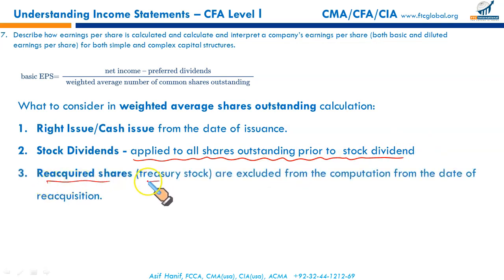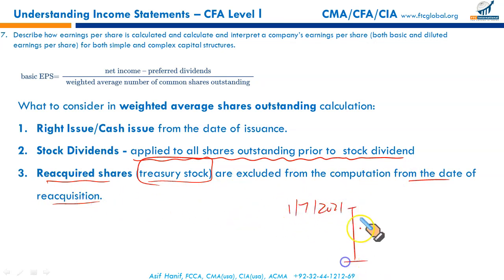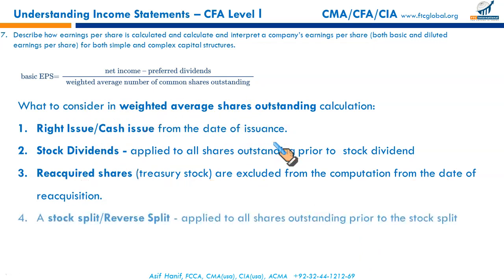Reacquired shares: sometimes a company purchases its own stock from the market, called treasury stock. They are excluded from the computation from the date of reacquisition. If you reacquired shares on 1st of July 2021, your period will be considered only for these 6 months. Stock dividends get the full 12 months, even if they were issued in the 7th month. Right issue and cash issue are considered for the period from the date of issuance. Then stock split and reverse split are applied to all shares outstanding.